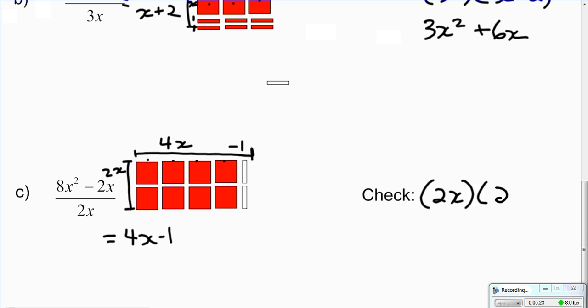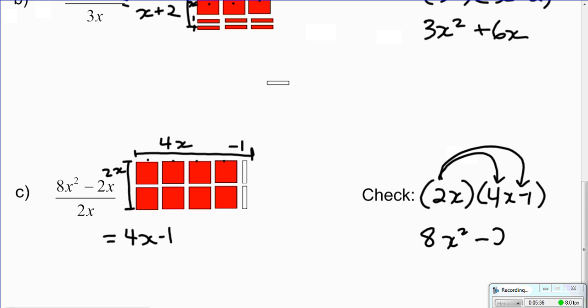2x times 4x minus 1, 8x squared, 2x times negative 1, negative 2x. That's what we started with, so we're good. Okay, I always want you double checking your work on these ones for me, please.